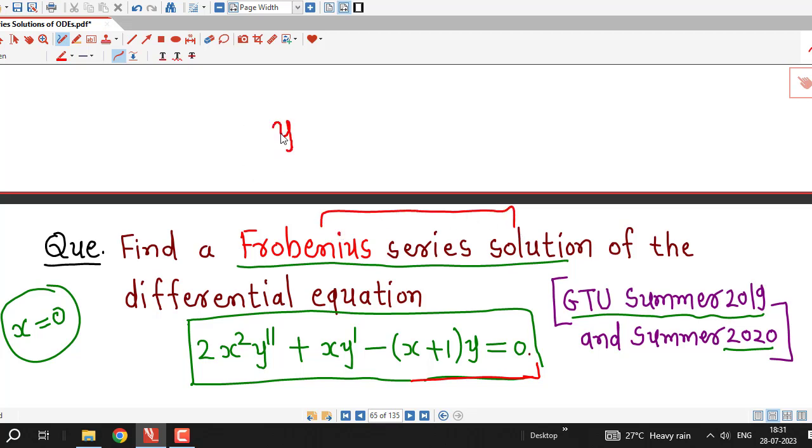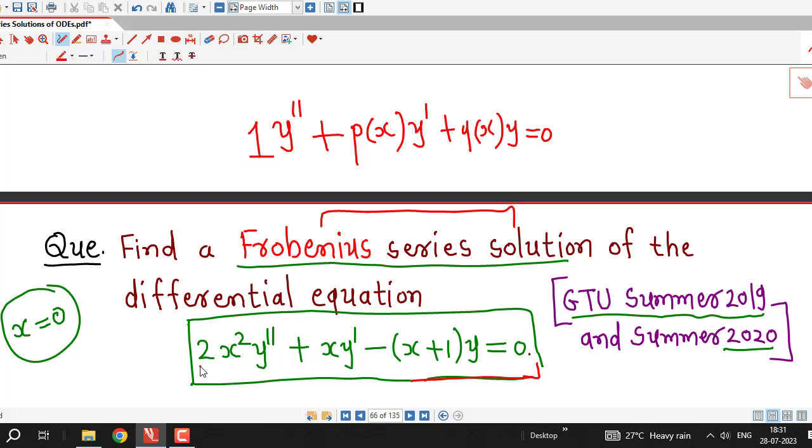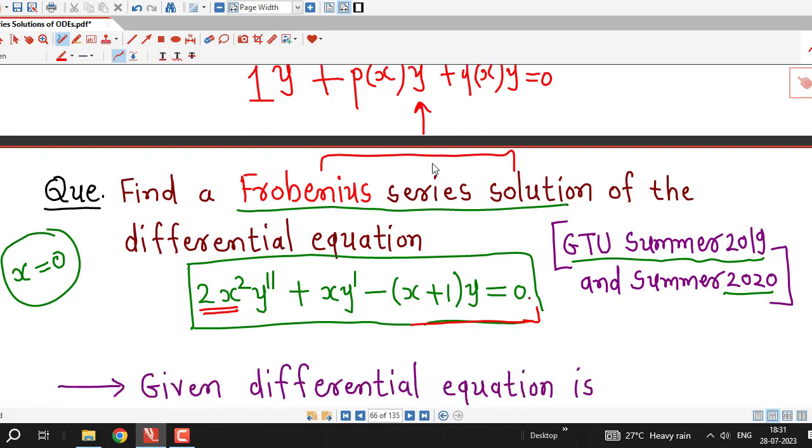So for that we have to write our equation in this standard form: y double dash plus p(x) y dash plus q(x) y equal to 0. That is, the coefficient of y double dash must be 1. Here it is 2x square. Therefore first I have to divide this whole equation by 2x square, and then I will compare the resulting equation with this standard form.